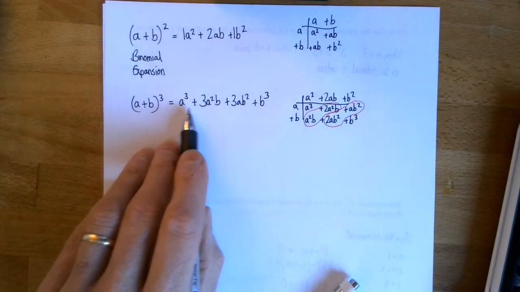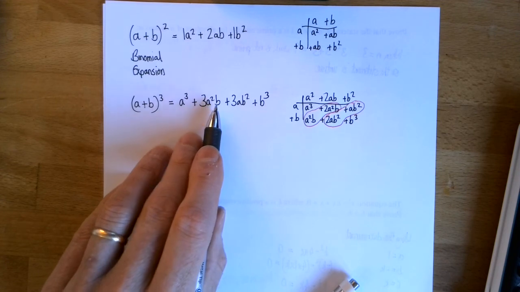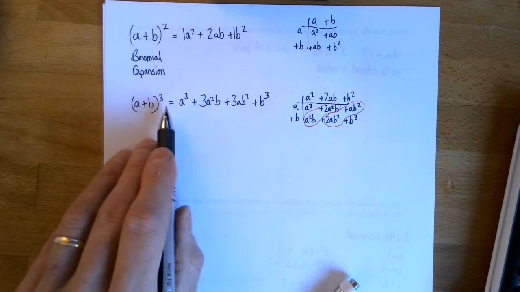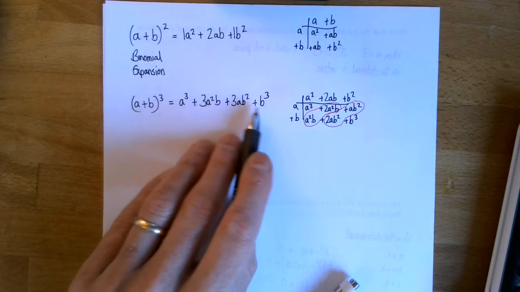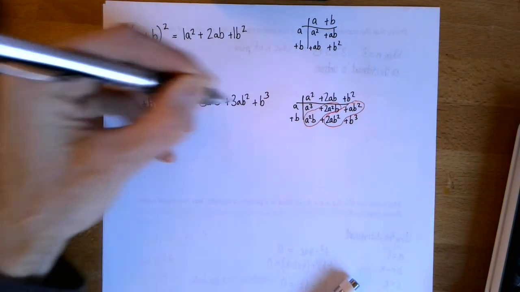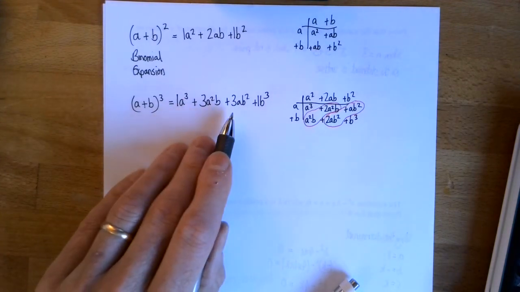And if we look at this, we start with an a cubed, then we have an a squared times b, then we have an a times b squared, and then we have a b cubed. So there's a pattern there, isn't there? There's a pattern in the way the powers of a change, and a pattern in the way the powers of b change. And there's a pattern to the numbers as well. If we think about the coefficients, effectively that's 1 and 1, so I've got 1, 3, 3, 1.